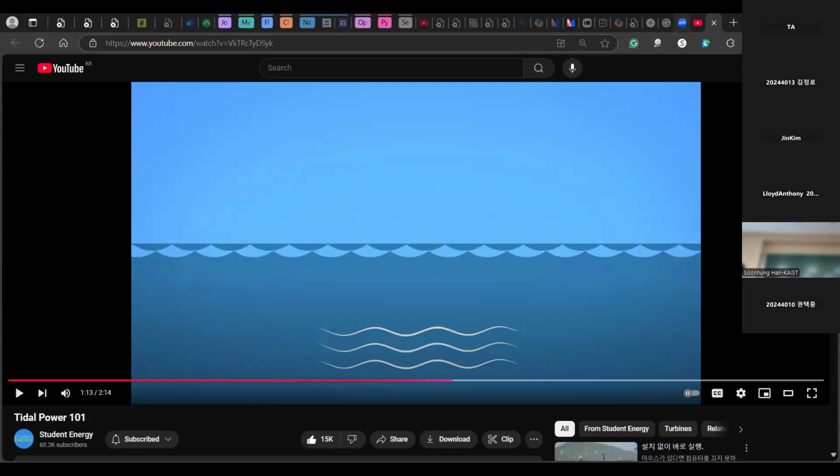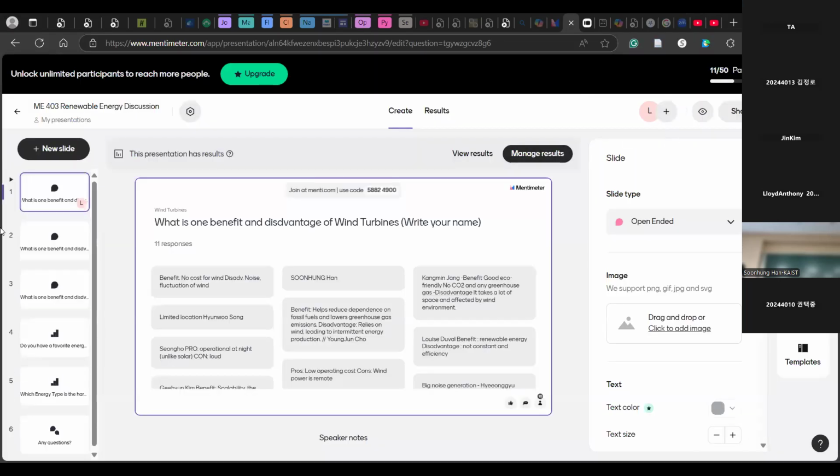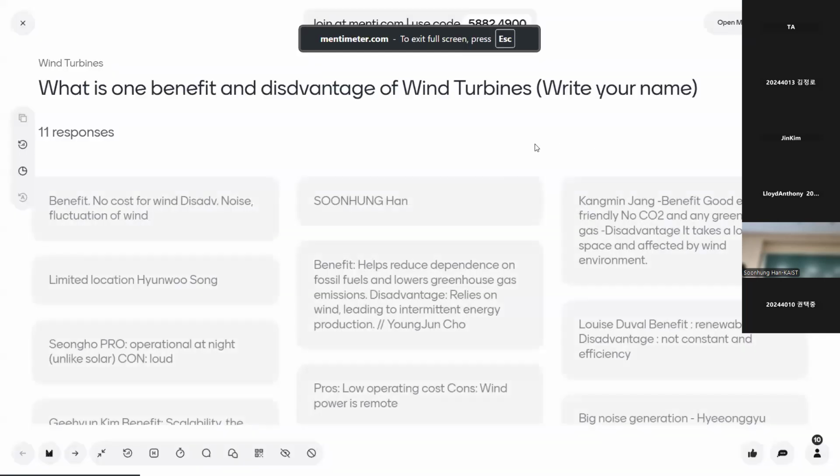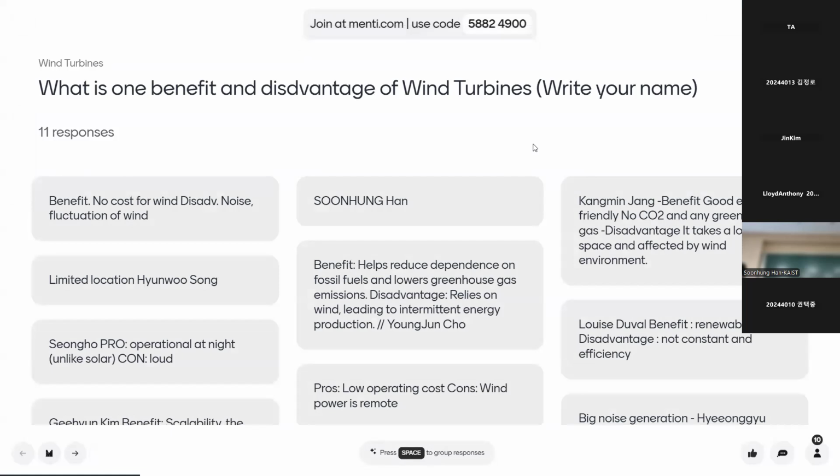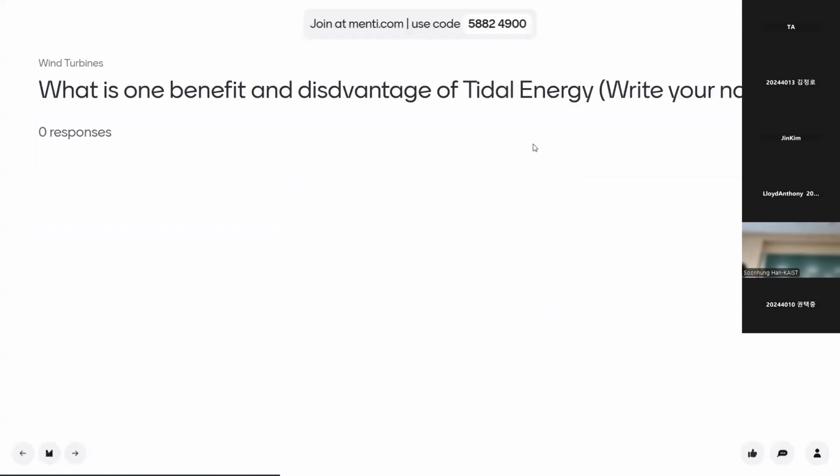Let's go through that with everyone. Let's just move on to our next question. Could everyone write down a quick disadvantage and benefit of tidal energy? And I'll choose one of the responses. I'll give you about 3 minutes for that.